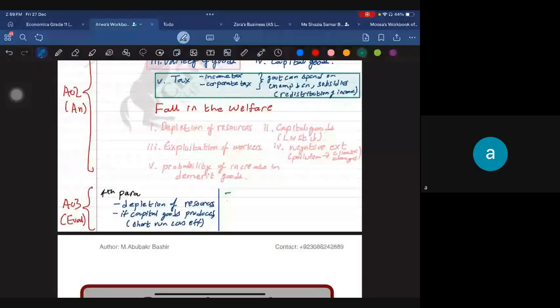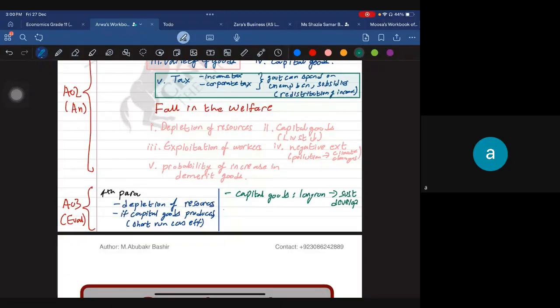Okay, so on the positive side, if we mark some points, let's suppose first the capital goods. We can say that in the long run there will be more sustainable development because of the new technology and all those things. Technology will upgrade. It will be expensive in the start, but it can be helpful.